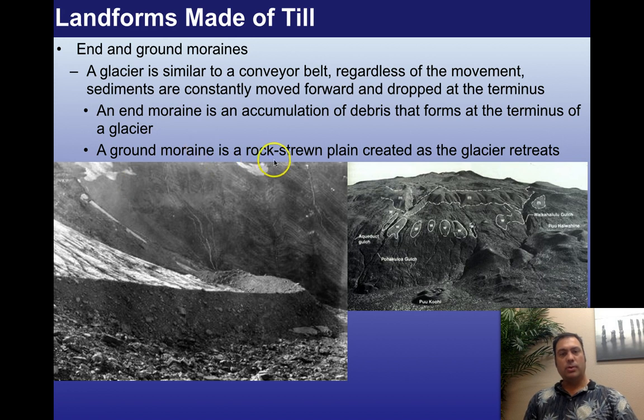A ground moraine is a rock-strewn plain created as the glacier retreats. And so here we actually see a terminal moraine, and then down below it, there's that rock-strewn terrain that is left by a previous glacier ahead of this one.